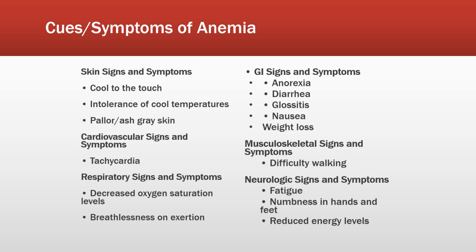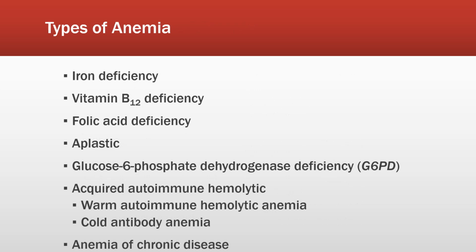Now, things like numbness in the hands and the feet, difficulty walking, you're probably saying those are severe symptoms. And so if the patient's having those kinds of symptoms, we know that their anemia is pretty severe. Here's a discussion on the different types of anemia. Please make sure that you're taking notes.